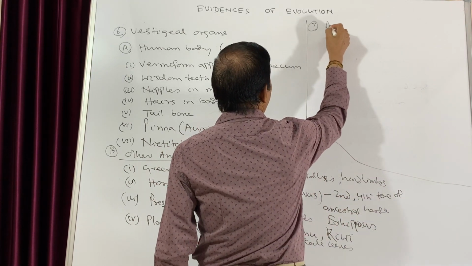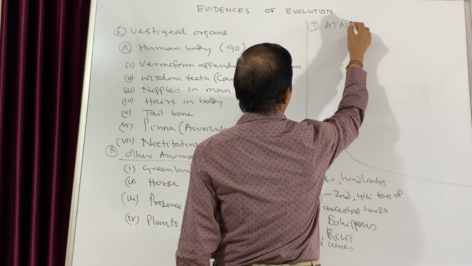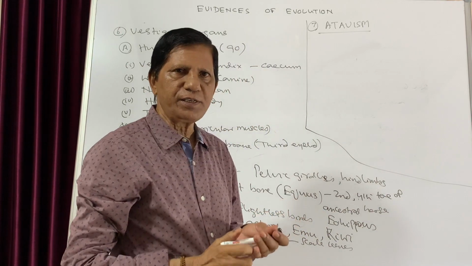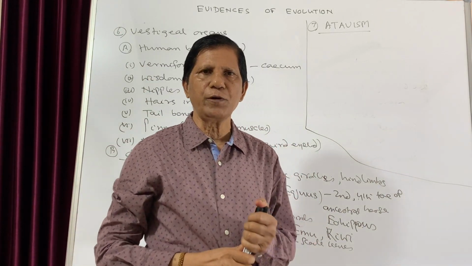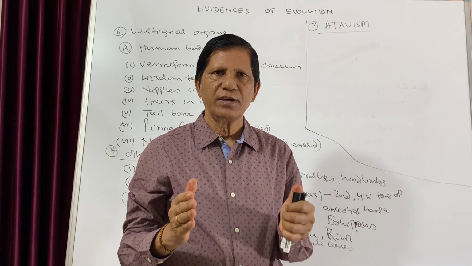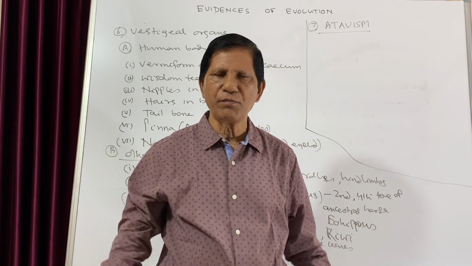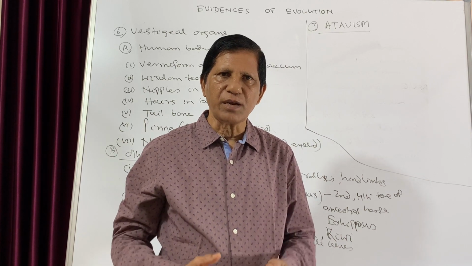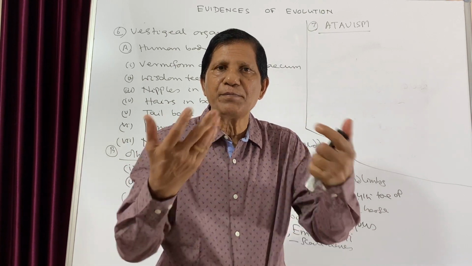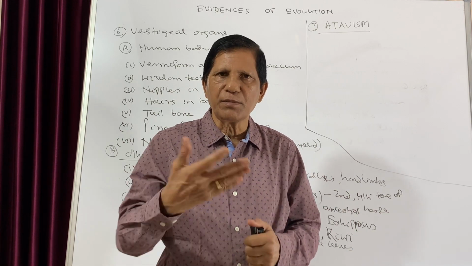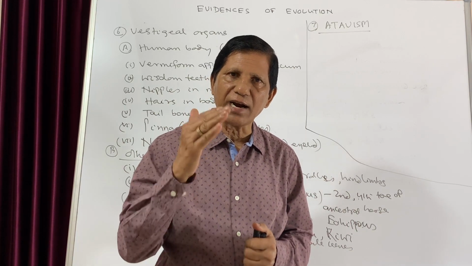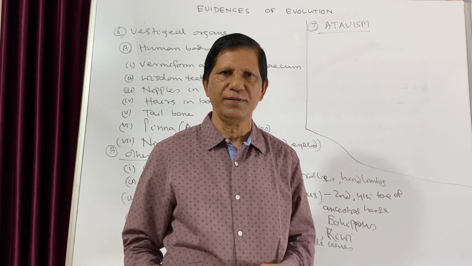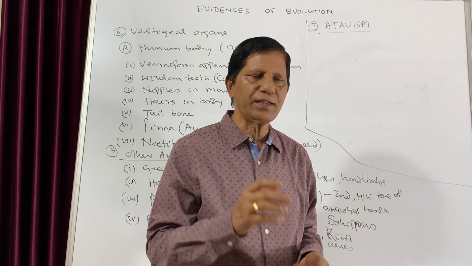So the seventh point is atavism. What is atavism? This is important from the examination point of view also. Sometimes some organs are not present in our body, but they are present in our ancestors. But sometimes certain characters reappear in the body of some organisms. That is known as atavism. That is the reappearance of characters which had disappeared. It reappears.